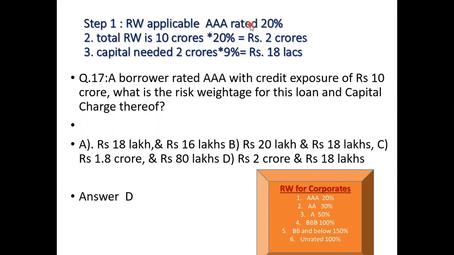AAA means you have to remember 20%. So a 10 crore loan will become 2 crores only. This is the risk weight. So capital needed is 2 crore at 9%, 18 lakhs. That's all. You have to pick up the answer, 1 mark. Simple questions only they will ask.